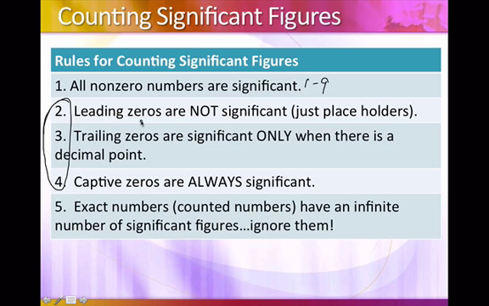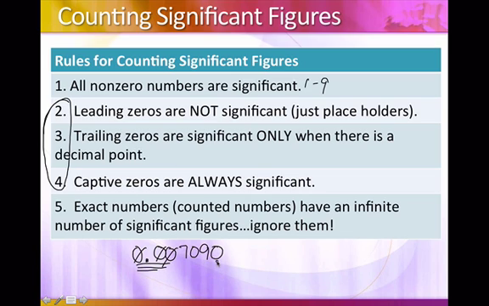You have your leading zeros. So leading zeros, let's just make up a number here that has all the different types that we're talking about. All right, so I have 0.007090. Leading zeros are the ones that come in front. They lead the number out. These do not count as significant. They do not matter. They're just placeholders.